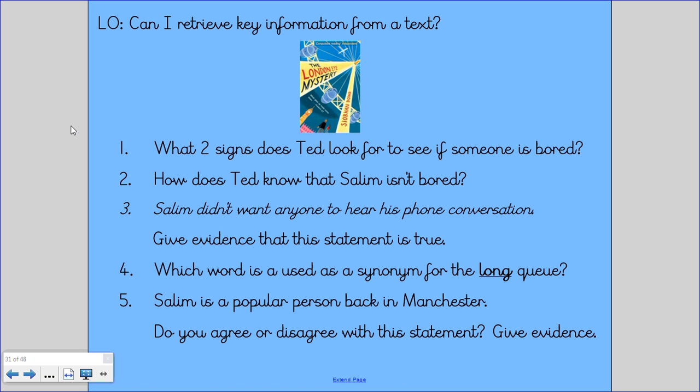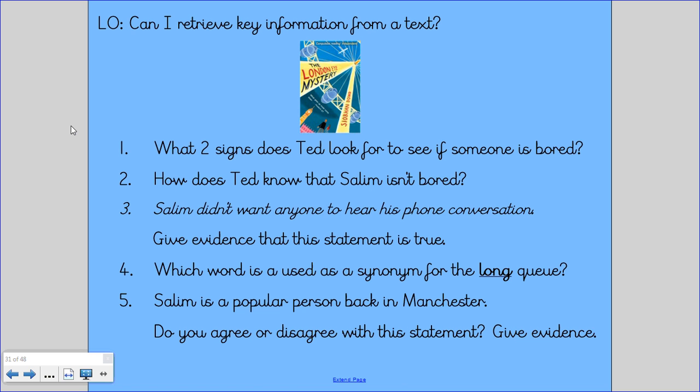Question 4: which word is used as a synonym for the long queue? Within that text somewhere, there is a word that is used to describe the queue that is a synonym. Can you think what a synonym is? A synonym is a word that has the same meaning. And question 5, another statement: Salim is a popular person back in Manchester. This time I want you to say whether you agree or disagree with me and give some evidence. You could make either point, but you must back it up with some evidence.